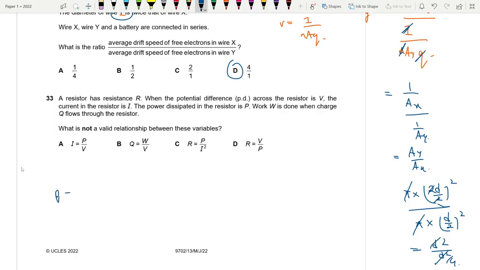Okay, so guys, P is equal to IV. This matches. A is right. Voltage is equal to work done by charge. We can get that through here. This is right. P is equal to I square R. That is another one. P is equal to V by R. This is wrong. It is supposed to be P is equal to V square by R. Okay? Does that make sense? Great.